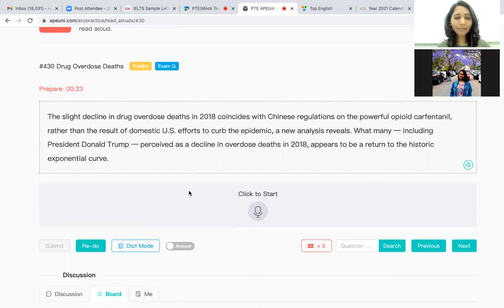The slight decline in drug overdose deaths in 2018 coincides with Chinese regulation on the powerful opioid, something, rather than the result of domestic US efforts to curb the epidemic, a new analysis revealed. What many, including President Donald Trump, perceived as a decline in overdose deaths in 2018 appears to be a return to the historic exponential curve.